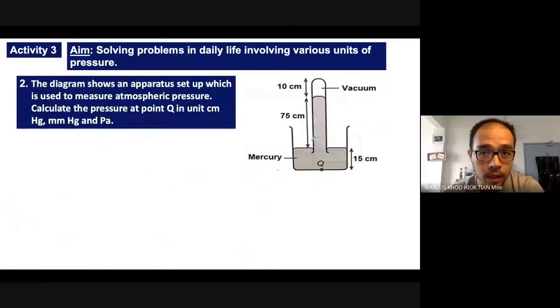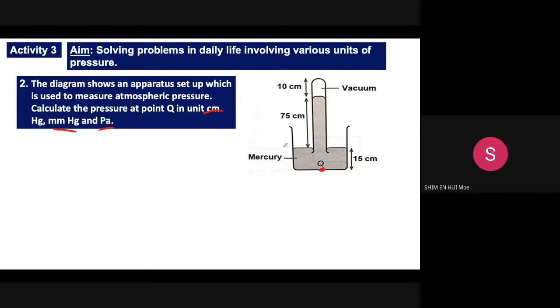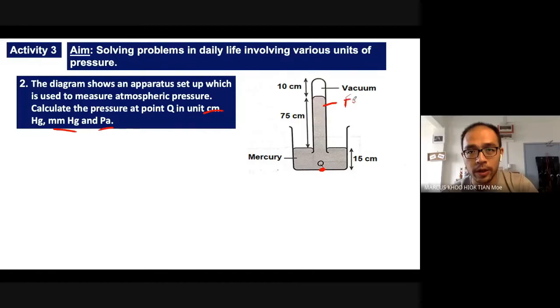All right. Second type of question is this. Diagram shows an apparatus setup which is used to measure atmospheric pressure. Calculate the pressure at point Q in unit centimeter Hg, millimeter Hg, and Pascal. Let's think about this first. So over here is 10 centimeters of vacuum, and then over here is 75 centimeters. What is this thing called again? U barometer. One person answered, then the rest also answered at the same time. So interesting. So it's a U barometer. Actually, this is a simple U barometer.